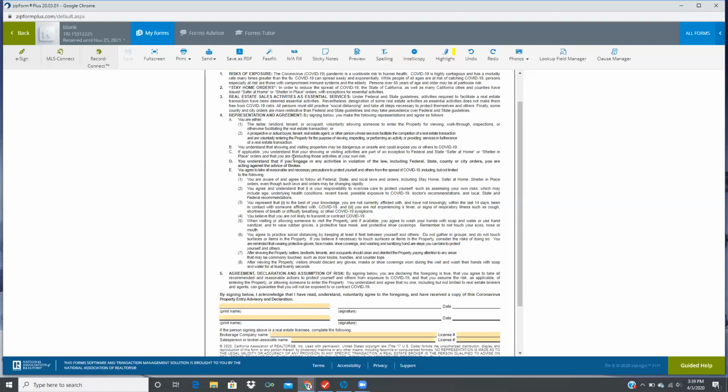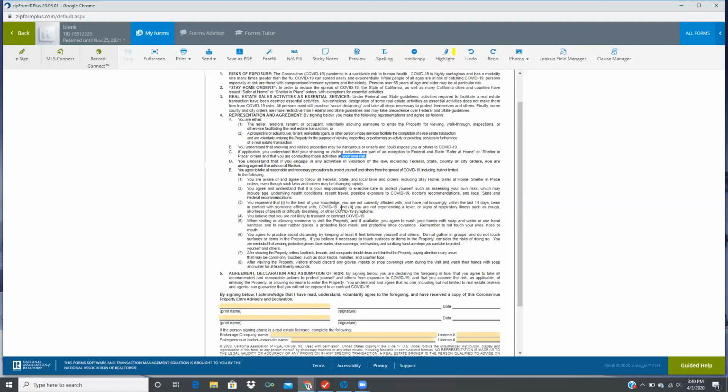B, you understand the showing and visiting of properties may be dangerous. C, if applicable, you understand that your showing or visiting activities are part of an exception to federal and state safer at home or shelter in place orders, and that you are conducting those activities at your own risk. You understand that if you engage in any activities in violation of the law, including federal, state, county, or city orders, that you are acting against the advice of a broker.